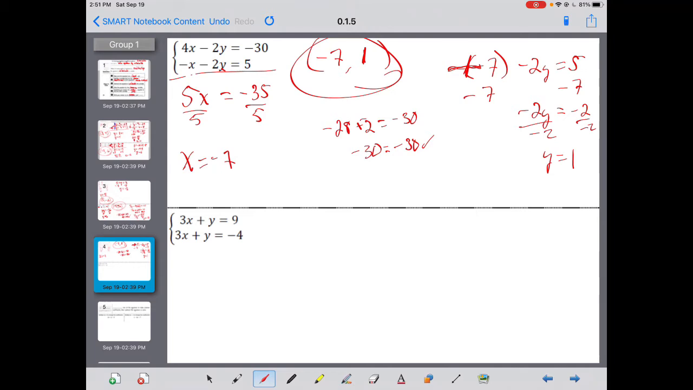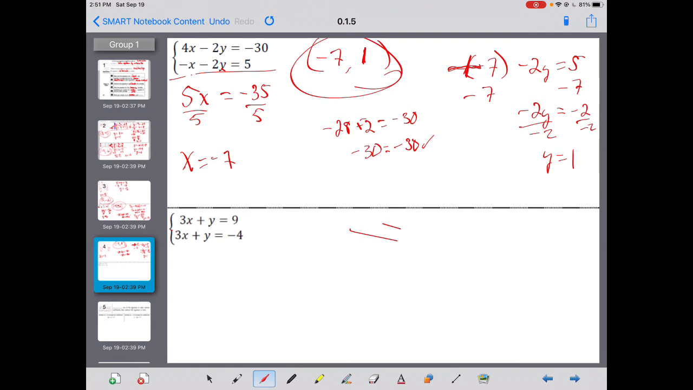Now, next one. 3x and 3x lined up, y and y lined up, equals equals lined up, 9 and negative 4 lined up. Now, if you'll notice, 3x and y and then different numbers. The number in front of x is the same, y is both a single, and then the back numbers are different. If we rearrange that into a y equals situation, they're going to have the same slope but different y-intercepts. That means that there's probably no solution.